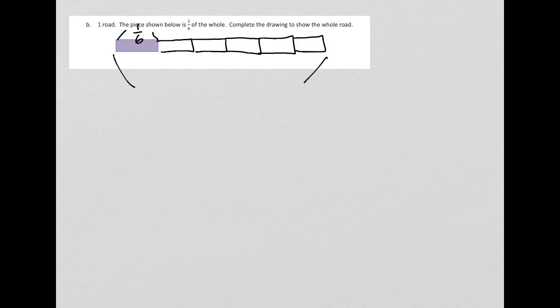B, again, we're going to draw one road. This time, the piece shown below is 1/6 of the whole. So this is 1/6 of the whole. And complete the drawing to show the whole road. So if this is 1/6, that means if I double it, I created 2/6. 3/6, 4/6, 5/6, 6/6. So I was able to now create my 6/6 of the road. So this whole thing is 6/6, which equals one road.